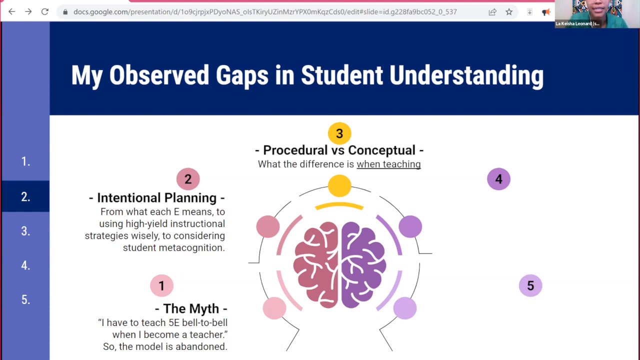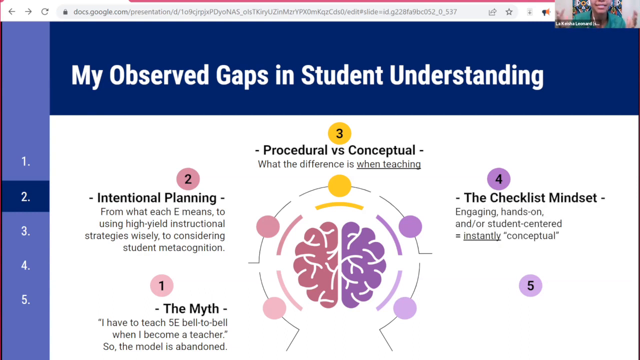The third thing that I noticed is there was a lack of understanding between the difference between procedural and conceptual when it came to teaching. So they could recognize that they themselves as students were learning procedurally and conceptually, but they couldn't tell the difference when they had to plan a lesson, whether they were providing a procedural experience or a conceptual experience. Okay. And then the fourth thing, there's this checklist mindset, and maybe that's survival mode of college students, but they think, oh, it's engaging, check. It's hands-on, check. And it might be student-centered, check. That must be conceptual. And that's not true.